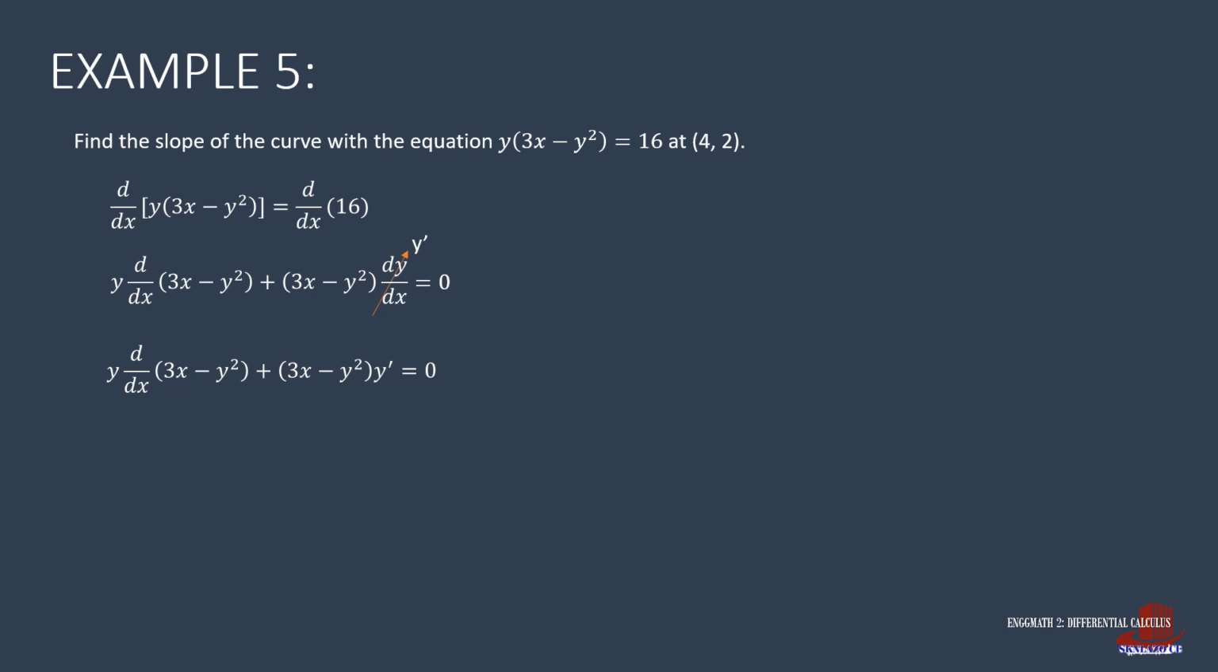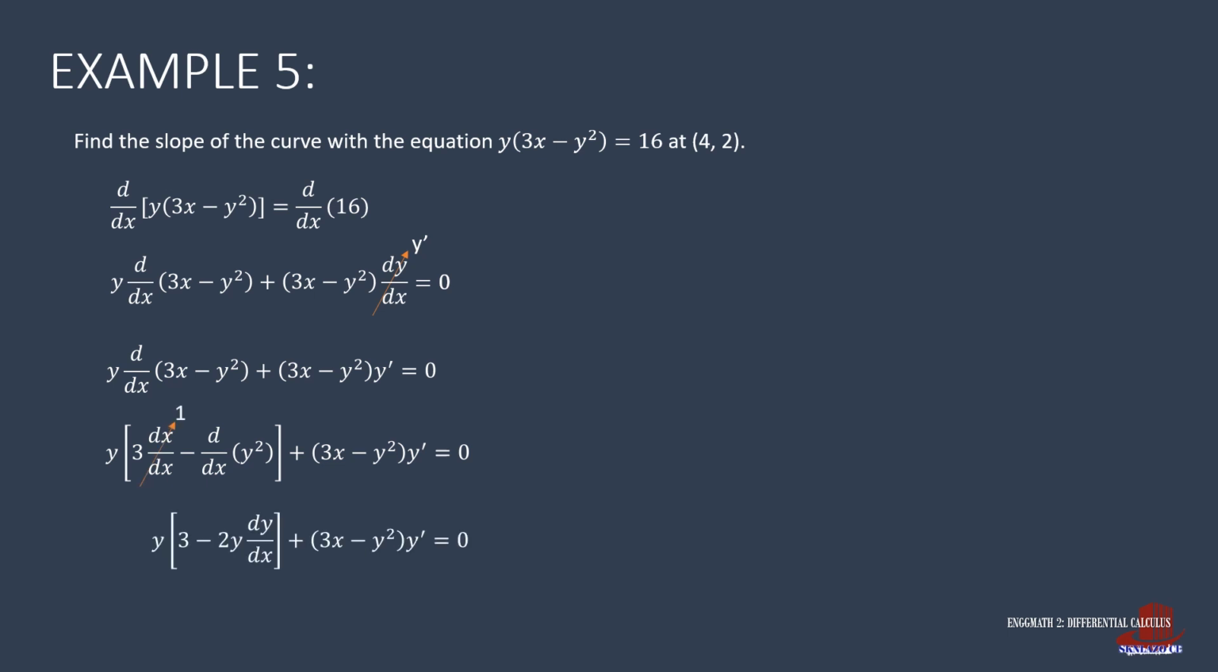Focusing on the first term, we have y multiplied by the derivative of 3x, which is 3 times dx all over dx, minus the derivative of y squared. Take dx all over dx as 1, then continue with the next derivative, which turns out as 2y times dy all over dx. So after eliminating these, the equation becomes 3y minus 2y squared y prime plus the quantity of 3x minus y squared multiplied by y prime is equal to 0.